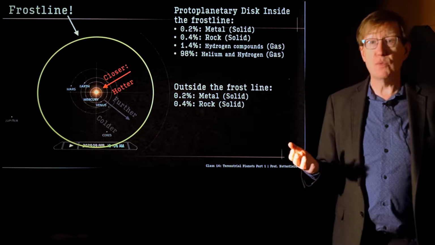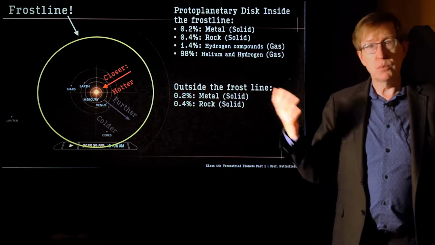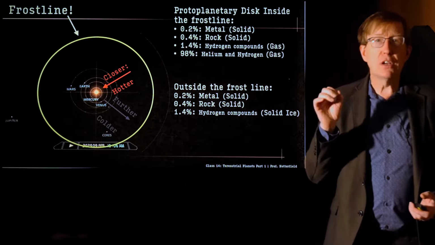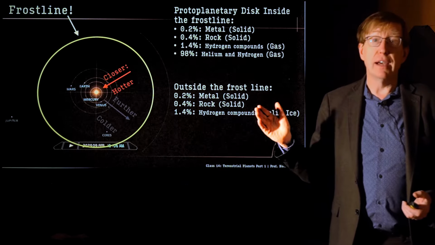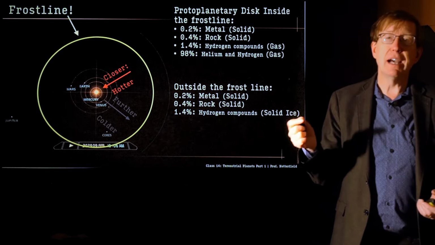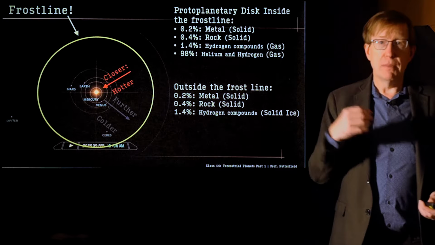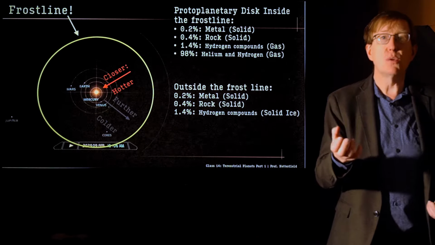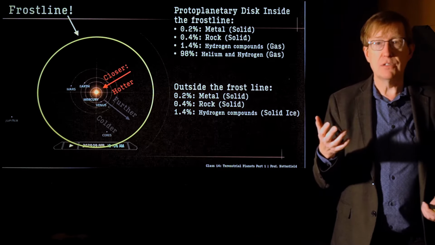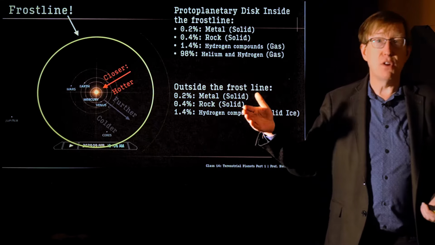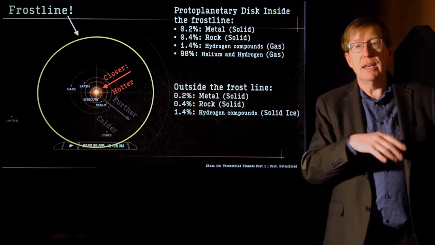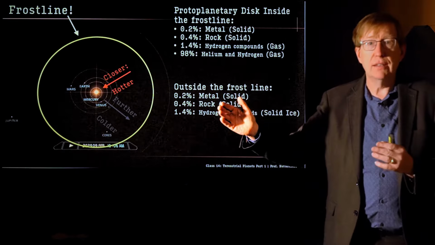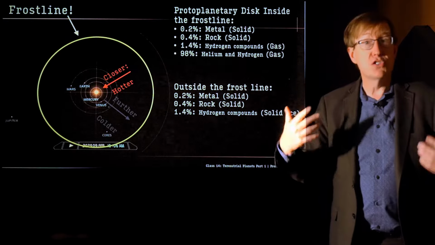It's about 0.4% rock, which is a solid. Of course, it's really cold. And it's about 1.4% hydrogen compounds. And outside the frost line, it's cold enough for these to become solids. So methane is no longer a gas. It becomes a liquid or a solid. And many of these hydrogen compounds become solids outside the frost line. That's what the frost line is. Inside the frost line, these materials are gases. Outside the frost line, it's colder, so these materials are solids.